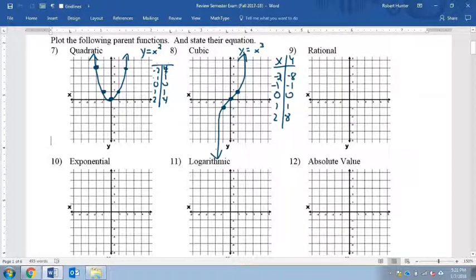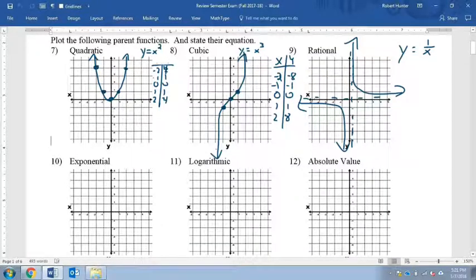Rationals. Rationals are the funky ones. It's y equals 1 over x. And this is the one where you have the asymptotes. You've seen these briefly, but they're the ones that look like two pieces. So if you get one that looks like two boomerangs, that's a rational equation, and that's its parent function.